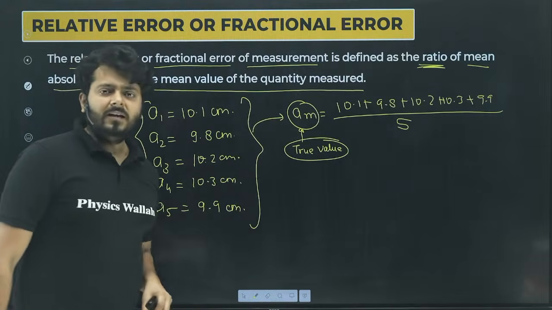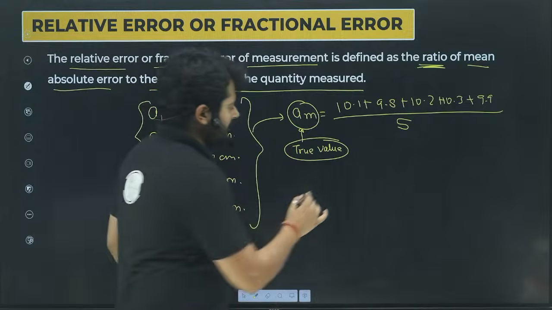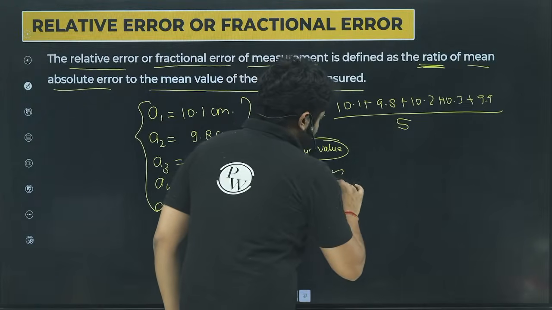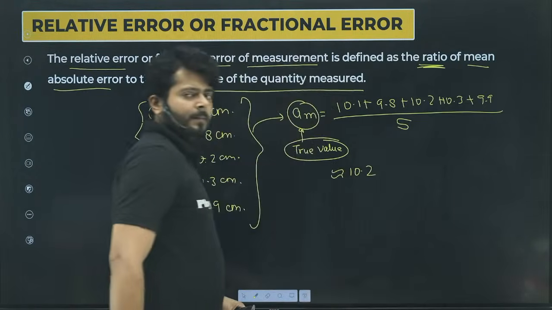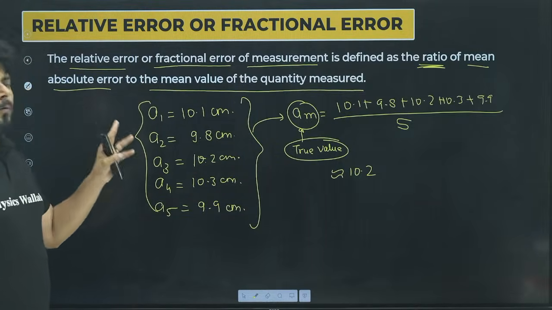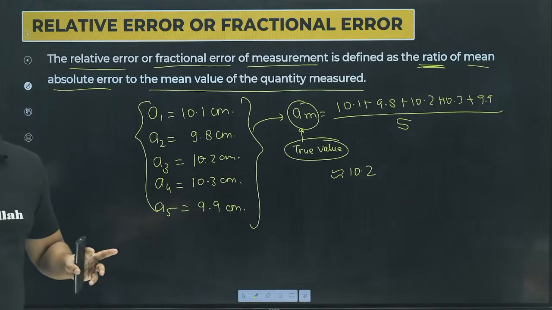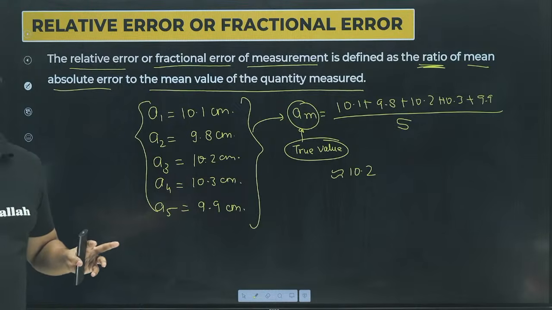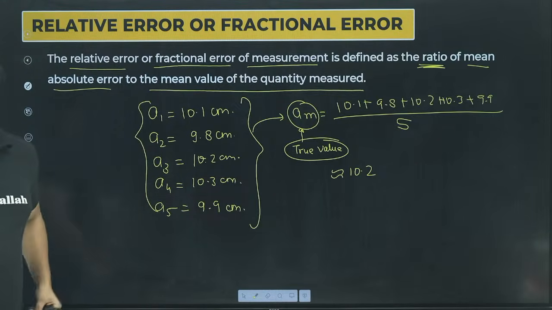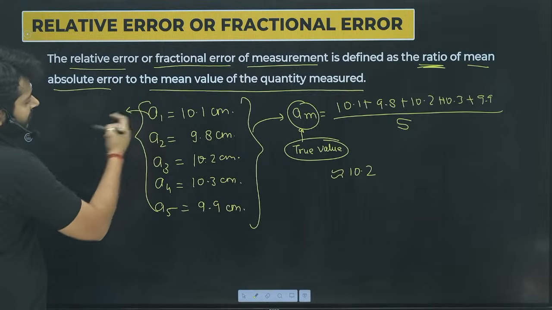Once you know the mean of the measurements, let's say I'm not calculating it, let us say that it comes out to be 10.2, okay? This is the mean value. And now I want to talk about the fractional error in each one of them. So how will you do that? My dear kids, the fractional error in each one of them can be calculated just like that. So the fractional error or the relative error in the first measurement.